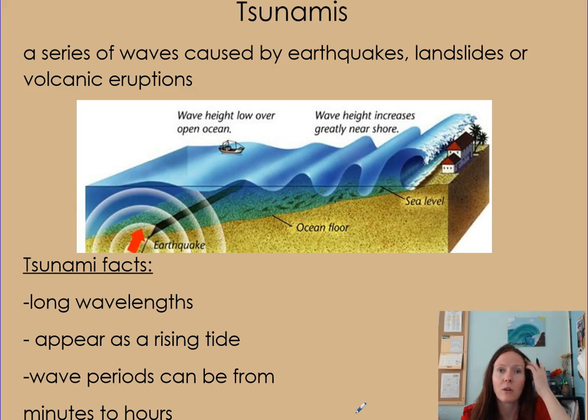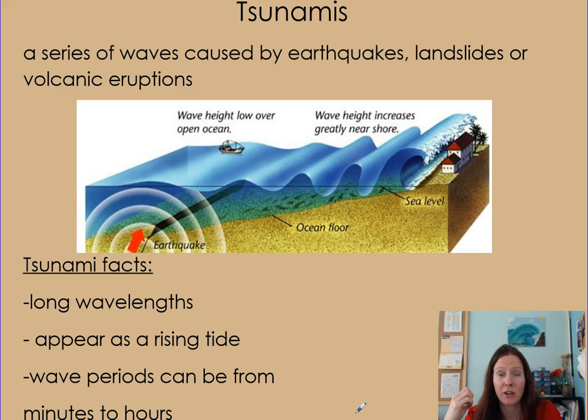Really important to remember that tsunamis are not tidal waves. They're often mistakenly called tidal waves because when they come in, they appear to be like a really fast rising tide. So people call them tidal waves, but they have nothing to do with the tides at all. It's more accurate to call them tsunamis, which is the Japanese word meaning harbor wave.